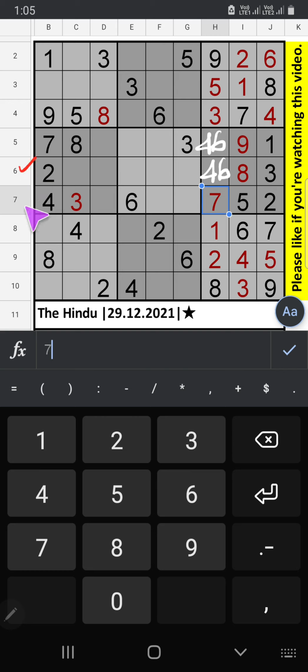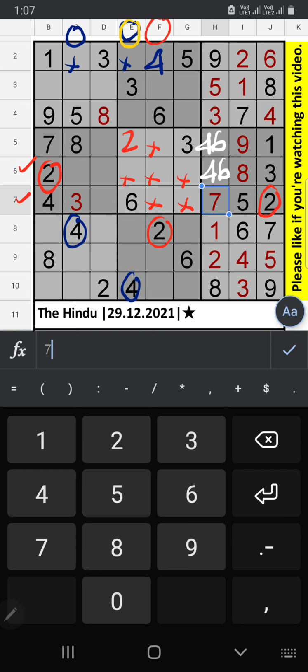Sixth row and seventh row, we already have 2. So it can't come in these cells. Also column F, we have 2. So it can't come in this cell. Then 2 will be here. Column C and column E, we already have 4. So it can't come 4 in both the cells. Then 4 will be here.